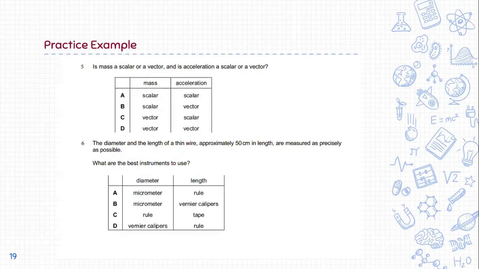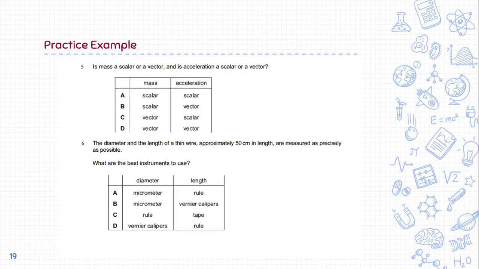Moving on to the next, we have to tell if mass is scalar and if acceleration is scalar or vector. As we've studied in the first few slides of this tutorial, mass is a scalar quantity and acceleration is a vector quantity. So B is the correct answer for this.